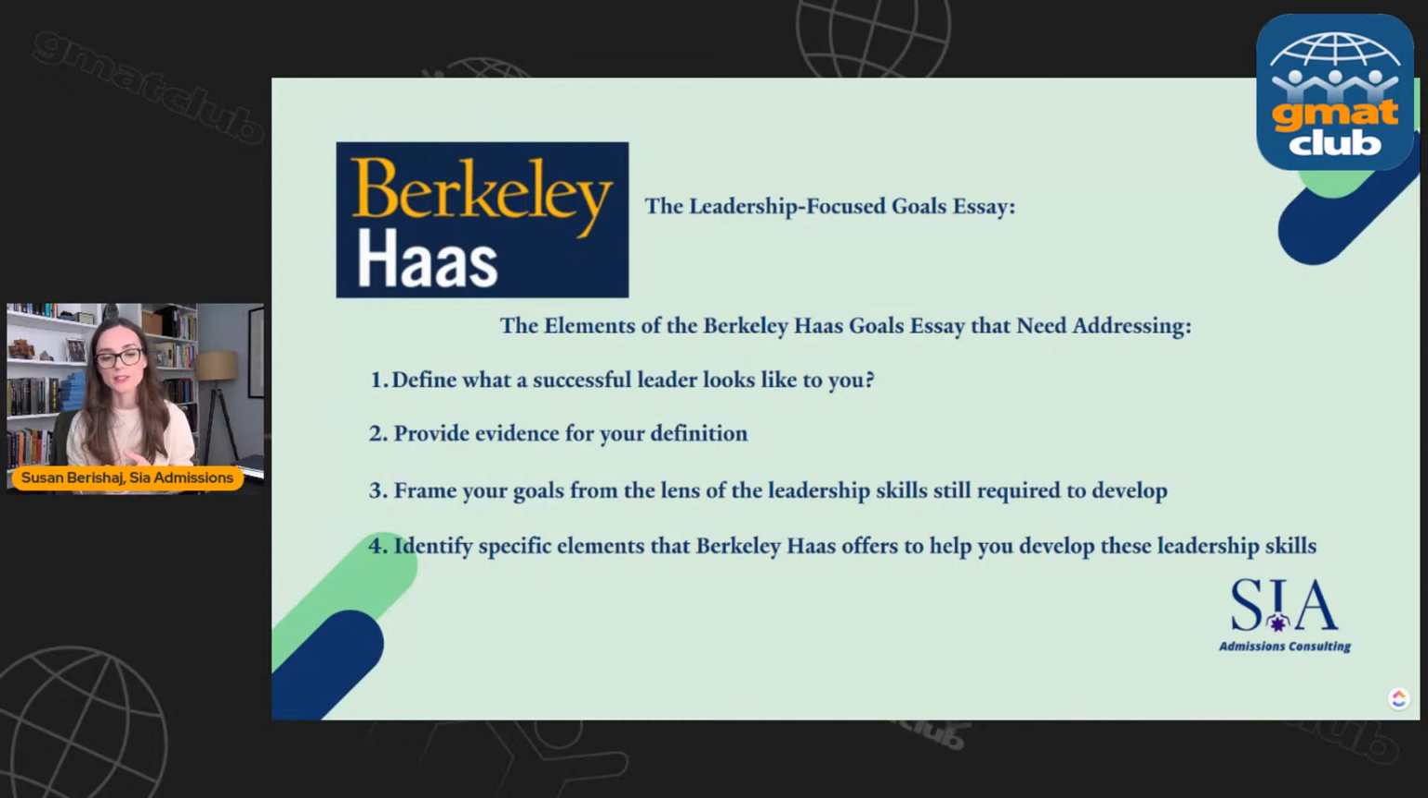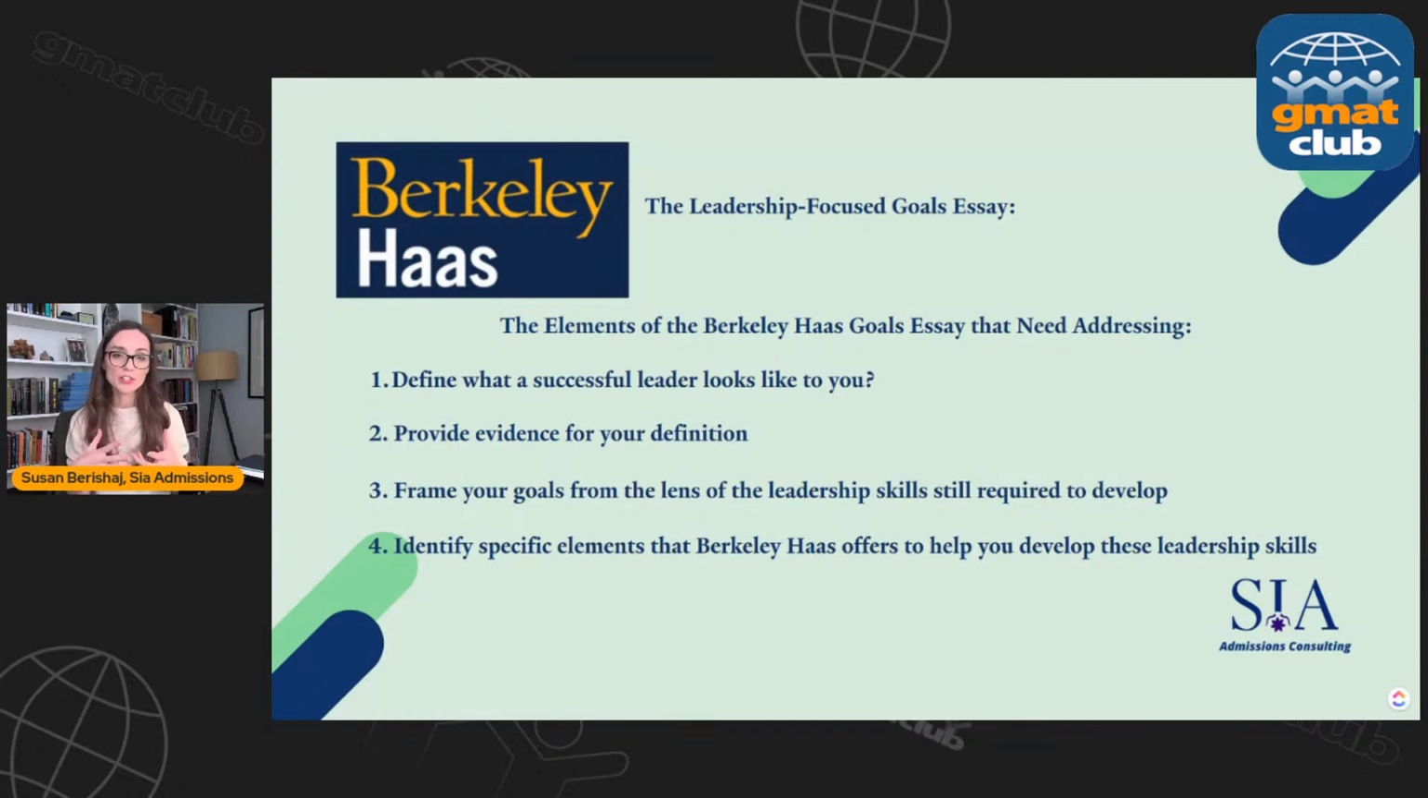And then, of course, the skills that you need to develop still to be that leader that you imagine yourself to be in the future. And lastly, the fourth part is for you to identify the specific elements that Berkeley Haas can offer to help you develop into the leader that you want to be.